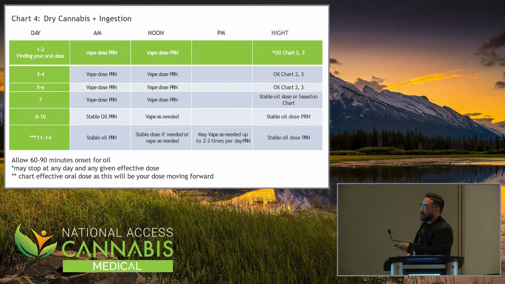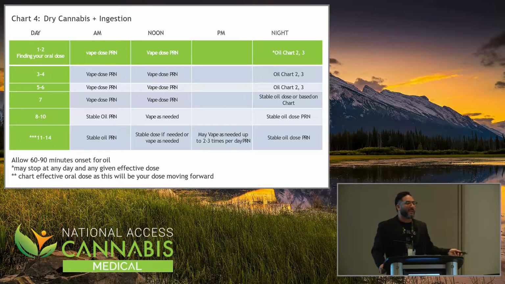Stable, eventually by day 8, day 10, they're now going to use their stable daytime oil in the morning, vape as needed through the day, and then use their oil again at night. Eventually by the end of week 2, they're going to be using an oil in the morning, maybe an oil in the afternoon, and maybe an oil at night, and vaping as they need throughout the day. So you have somebody that's using an oil in the morning, now an oil at noon, they have the sustained stuff.